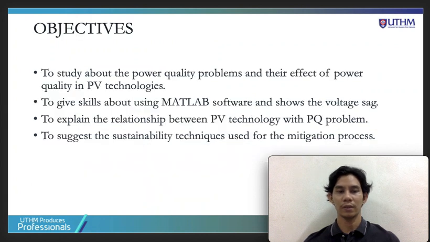For the objectives, firstly, this project is to study the power quality problems and their effect on power quality in PV technologies. The second point is to give skills in using MATLAB software and to show the voltage sag. The third one is to explain the relationship between PV technologies and the PQ problems. And lastly, to suggest the sustainability techniques used for the mitigation process.